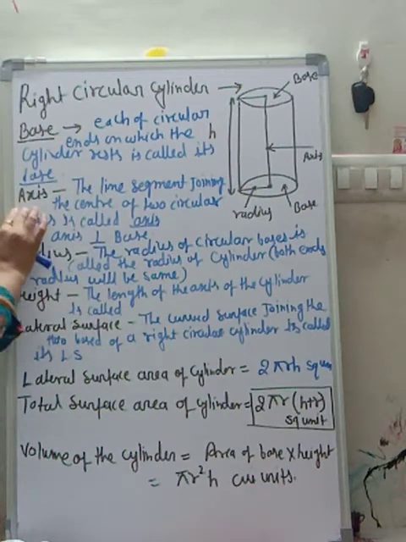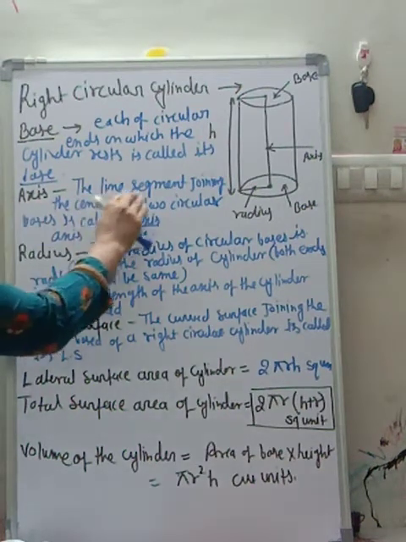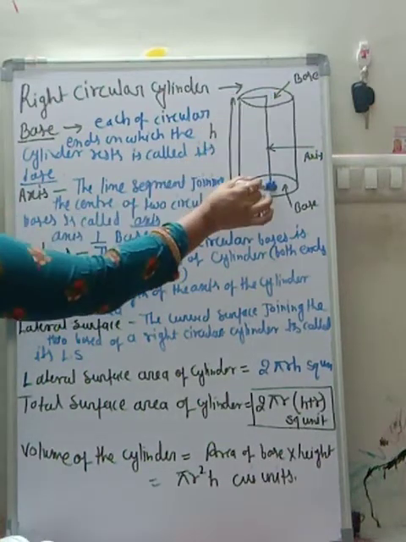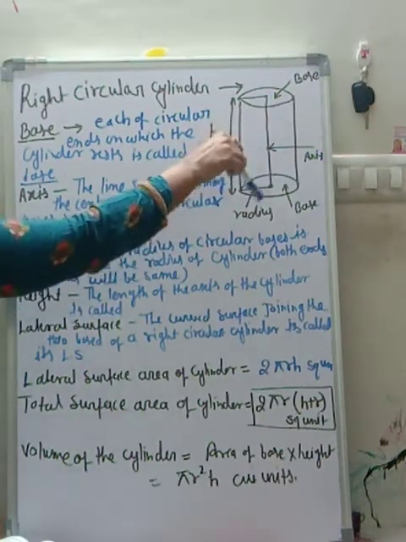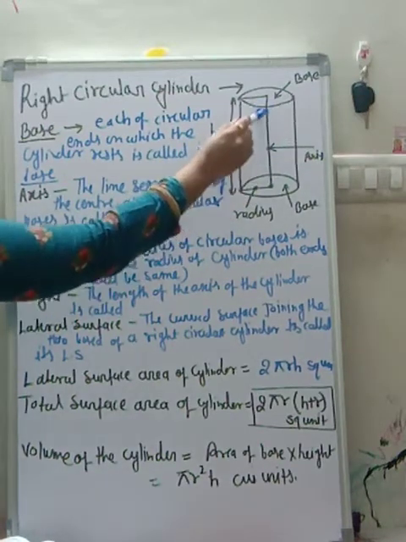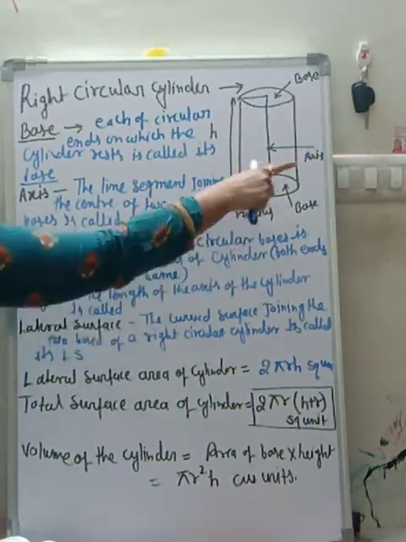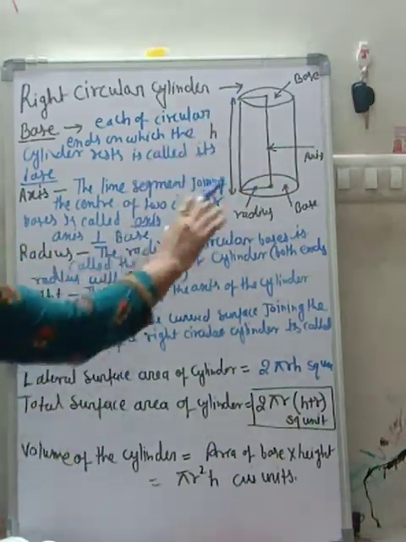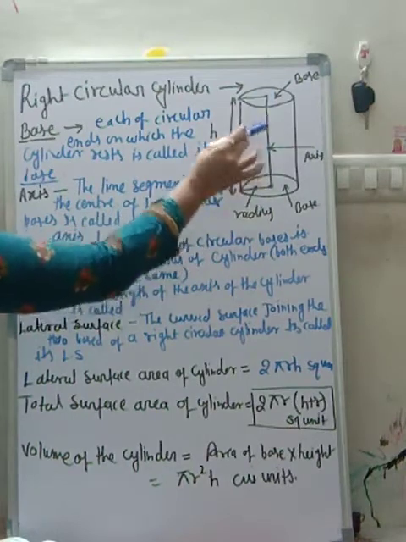Now the second term is axis. Axis is the line segment joining the two centers. This is the first and the second center, and the line joining both centers of the two circular bases is called the axis. And the axis is perpendicular to the base. Axis is always perpendicular to the base.